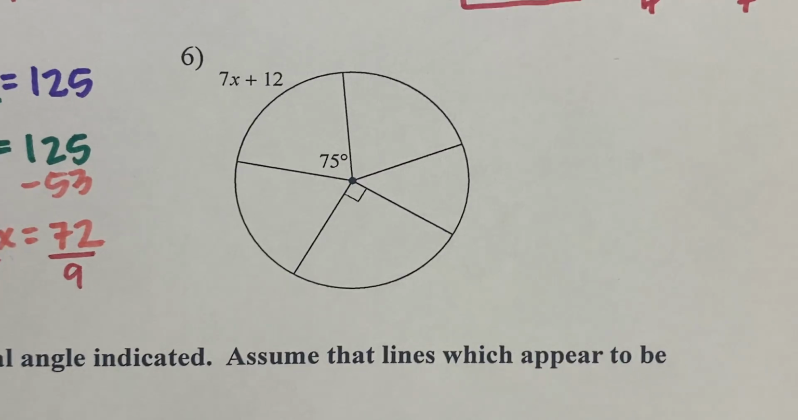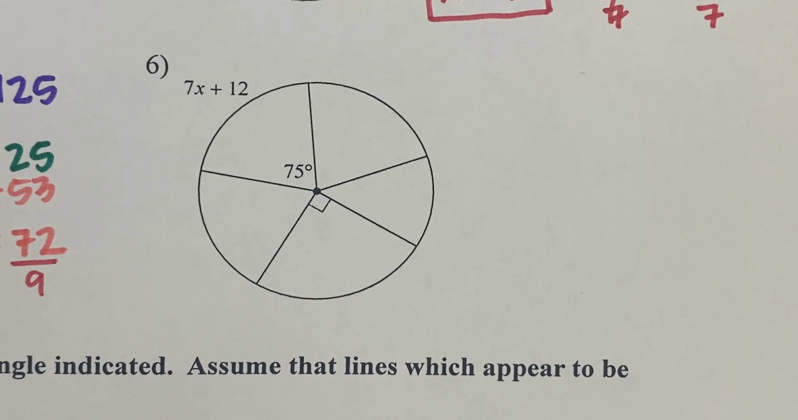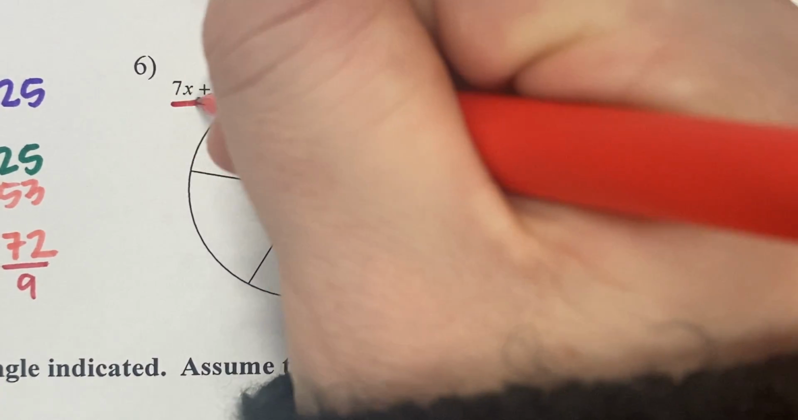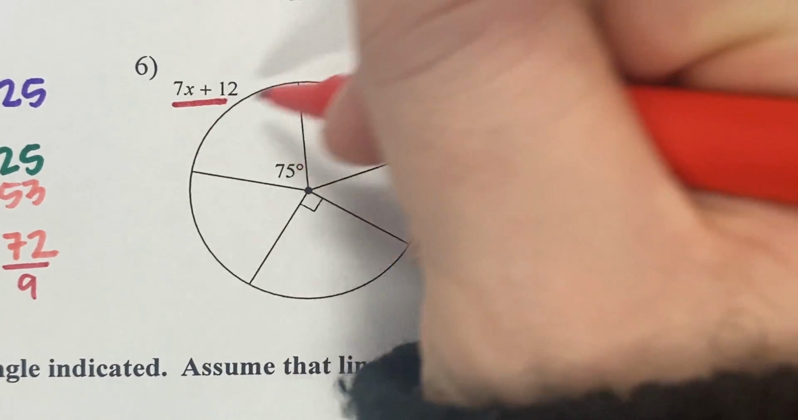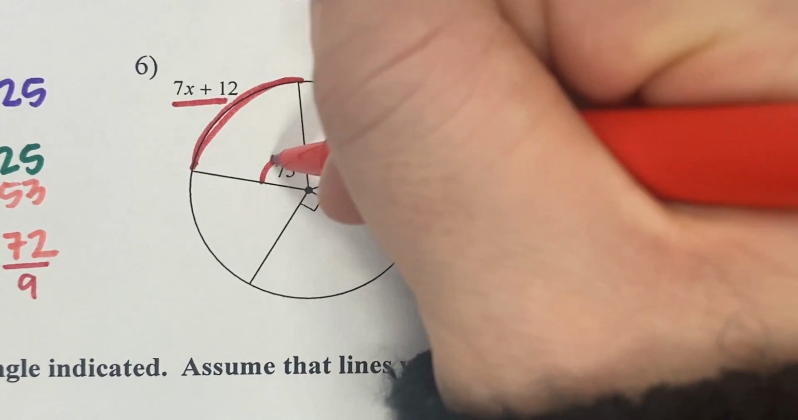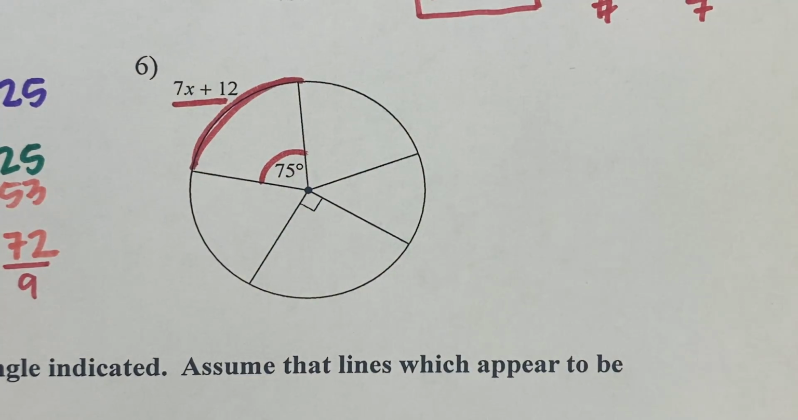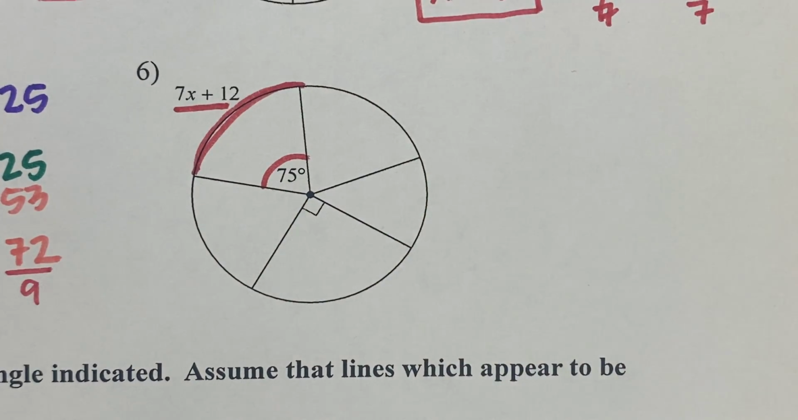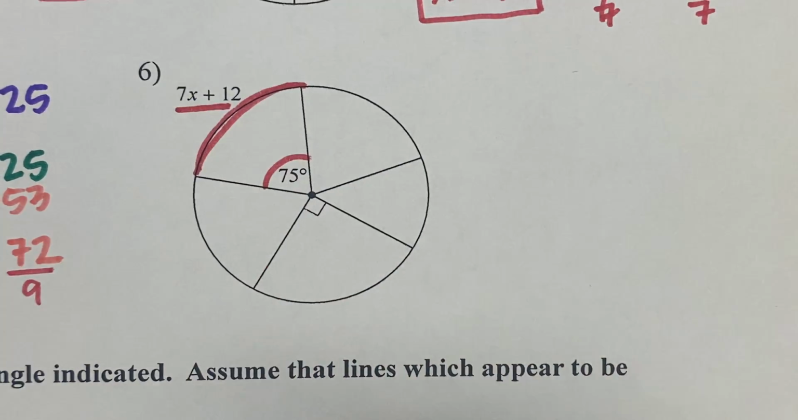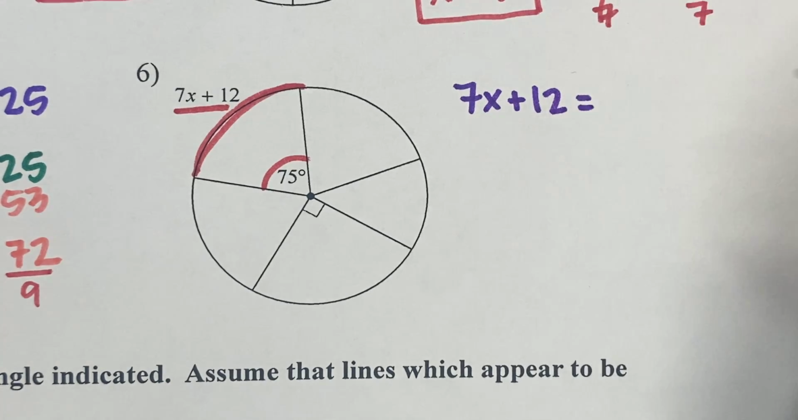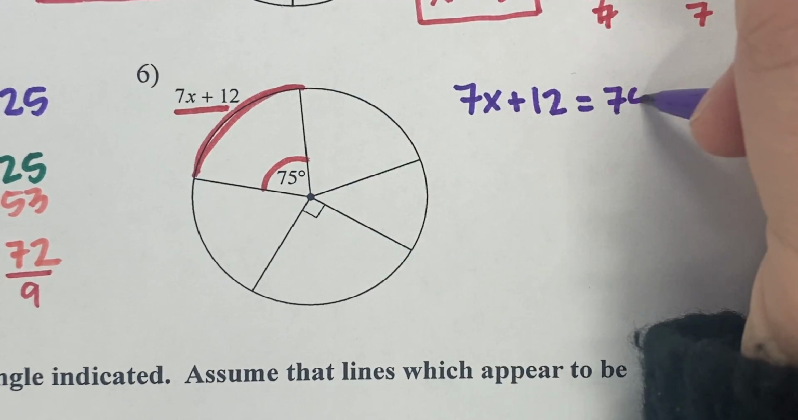Alrighty, number 6. So this one's actually pretty simple. So solving for x, and it's actually our x is in the arc this time, so it's that arc. But we know that the measure of an arc is always equal to the measure of its central angle. Okay, so knowing this one's actually a pretty simple equation to set up. So we know that this arc, 7x plus 12, is equal to its central angle, 75.